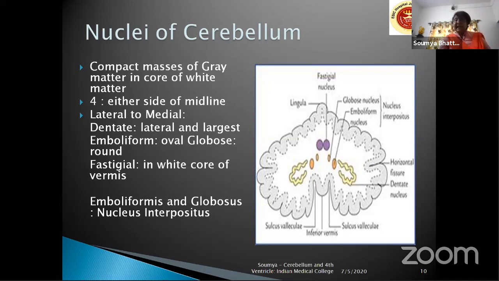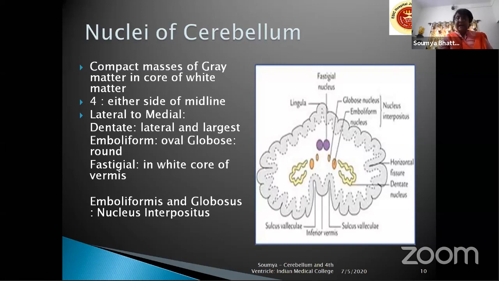Now, this can also come as an important MCQ. You are asked to practice this diagram. If you get it in exam and you label it as dentate, instead of emboliform and globose, you write nucleus interpositus and fastigial nucleus, it will not do. You will have to identify each nucleus and then you can put a bracket and write nucleus interpositus for the globose and emboliform. So there are three most important things related to this slide.